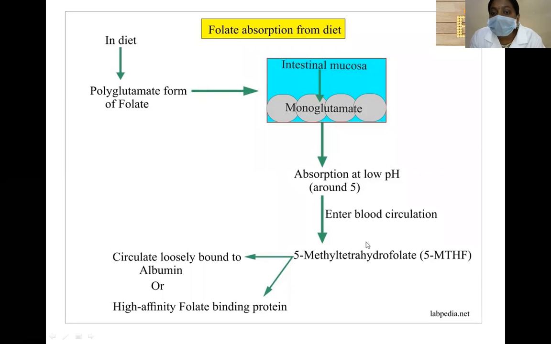The monoglutamate form in the intestinal mucosa enters the blood circulation as 5-methyl tetrahydrofolate. In circulation, it is loosely bound to albumin and to the high affinity folate binding protein. In the diet, folate is in polyglutamate form, which is degraded by folate conjugase into monoglutamate, absorbed at low pH, and enters the circulation as 5-methyl tetrahydrofolate.